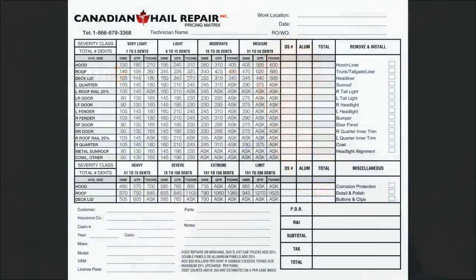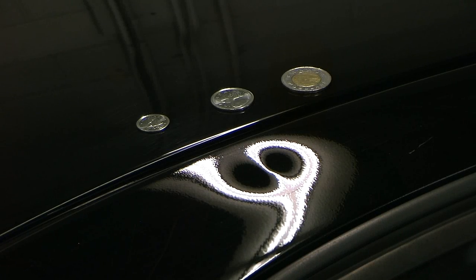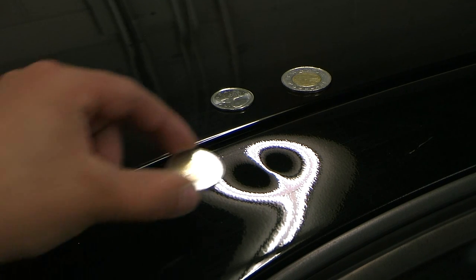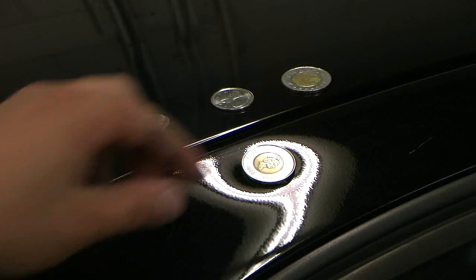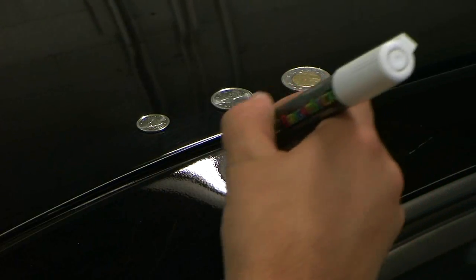The hail matrix. The hail matrix is a guide used for determining the cost of repairing each panel, factoring in the size, severity, and quantity of dents. There are 3 sizes of dents used in this matrix: dime, quarter, and toonie. Any dent larger than a toonie is classified as an oversized dent and subject to additional charges.